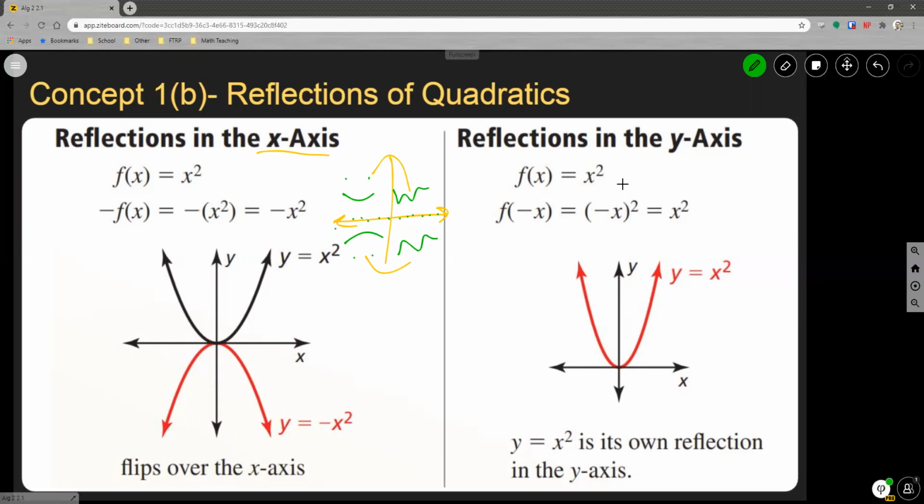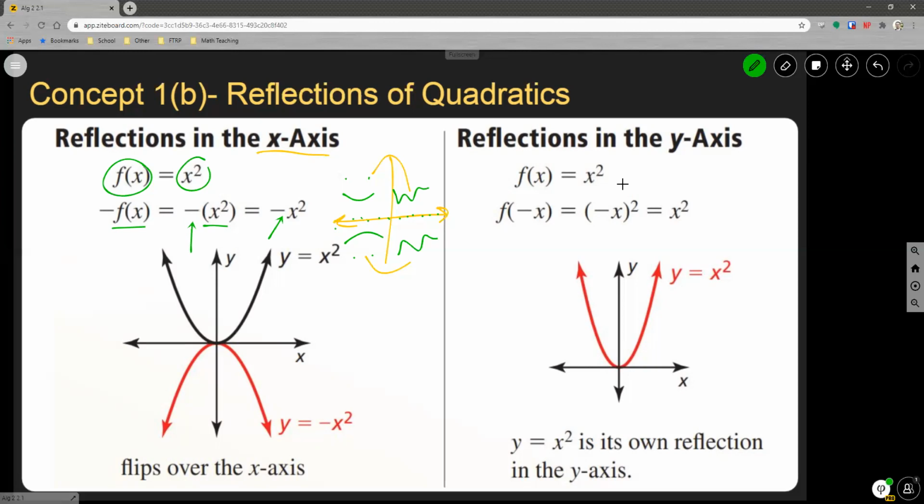So if I'm reflecting over the x-axis, that means I'm putting a negative sign in front of my entire function. So in this case, my entire function is f of x, or x squared. So I'm putting that negative sign right out front. And it reflects the entire function. The black parabola gets reflected down and becomes a red parabola. Flips it over the x-axis.